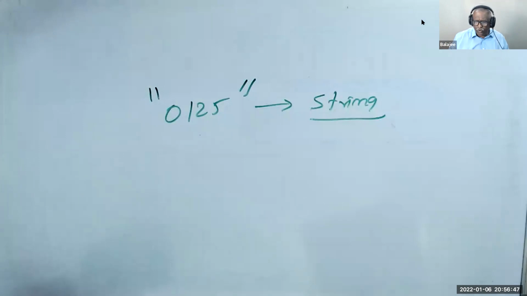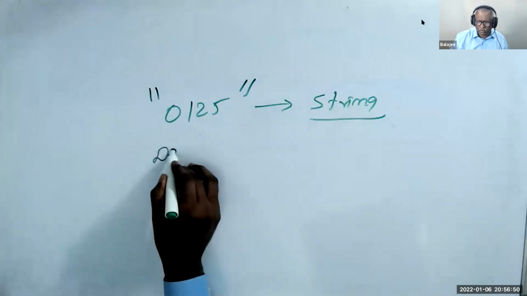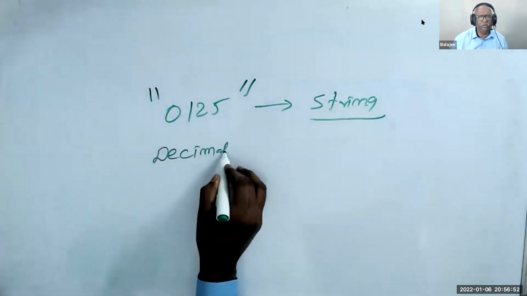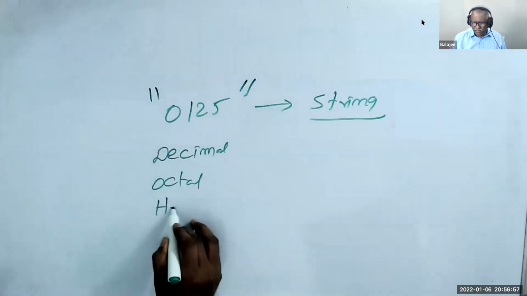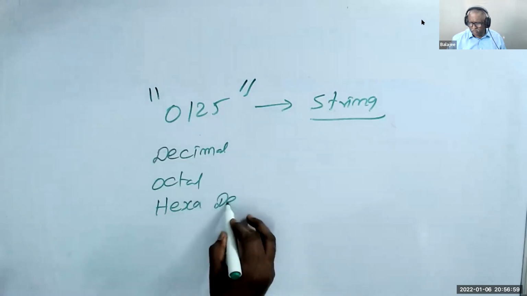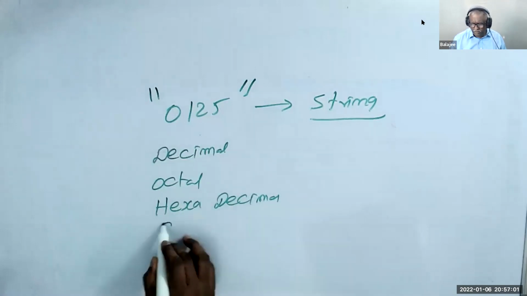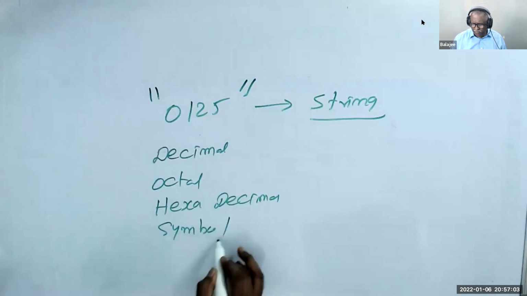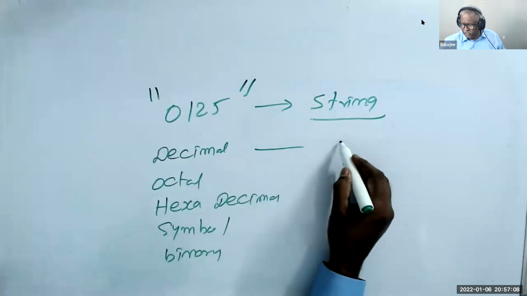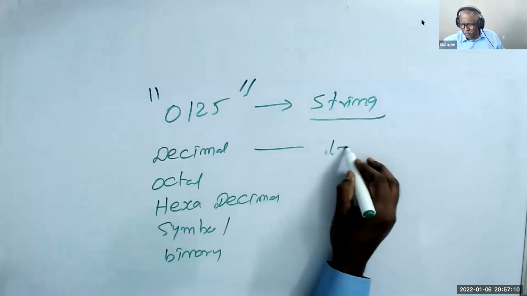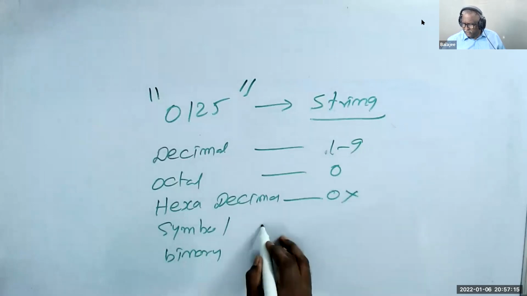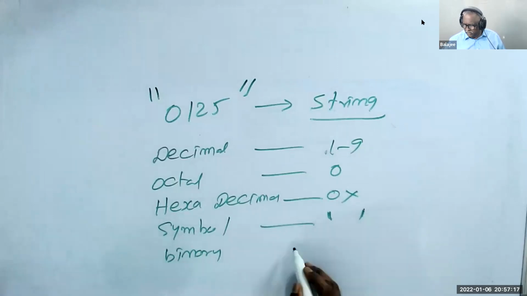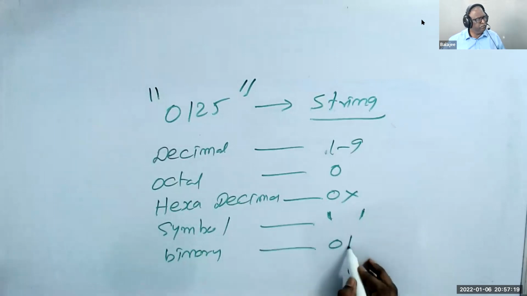Right now, we are discussing only decimal, octal, hexadecimal, symbol, and binary. Decimal starts with 1 to 9. Octal starts with 0. Hexadecimal starts with 0x. The symbol starts within single quotes. And binary starts with 0b.